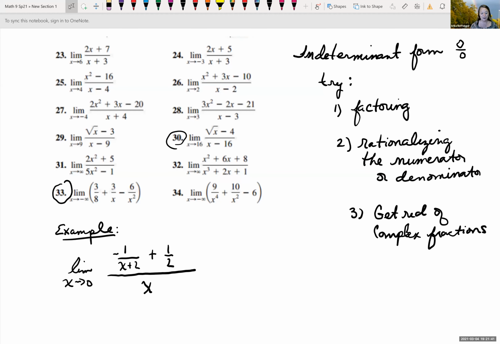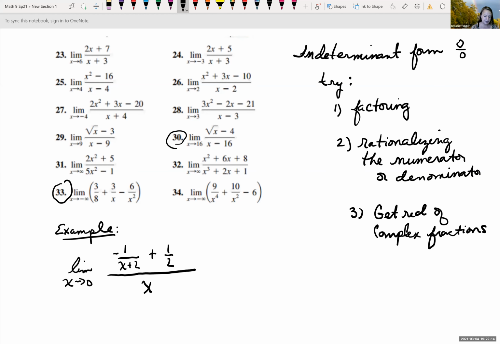Okay, so now we're looking at limits, reviewing limits, and what do we do when we get that indeterminate form 0 over 0? If you get that form, there are a couple of things that you need to try. It just kind of depends on what that rational function looks like, but factoring is always good. If you have a radical somewhere in the numerator or denominator, try rationalizing that numerator or denominator, multiplying by the conjugate. Or if you have a complex fraction, get rid of the complex fraction, get rid of those fractions within a fraction.